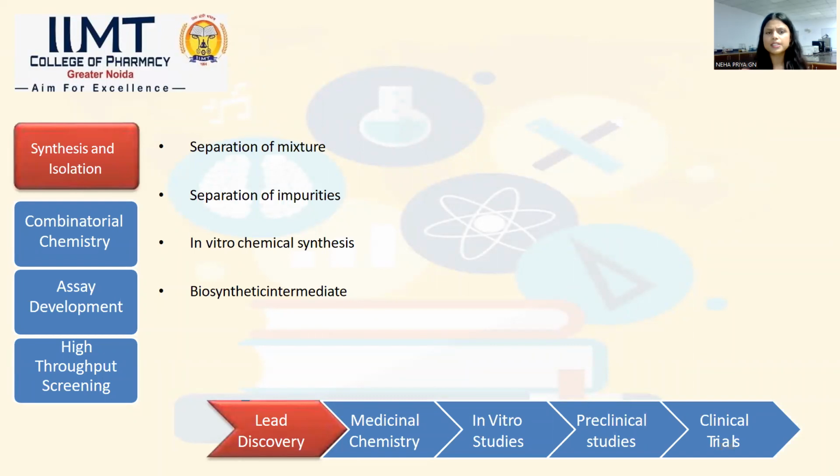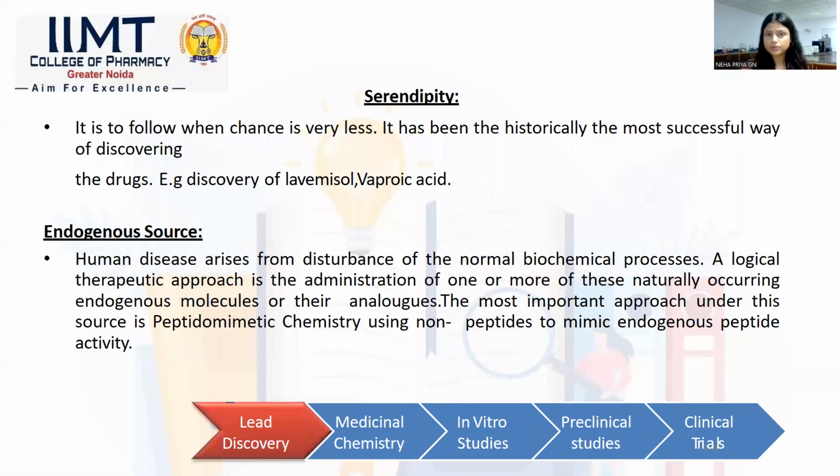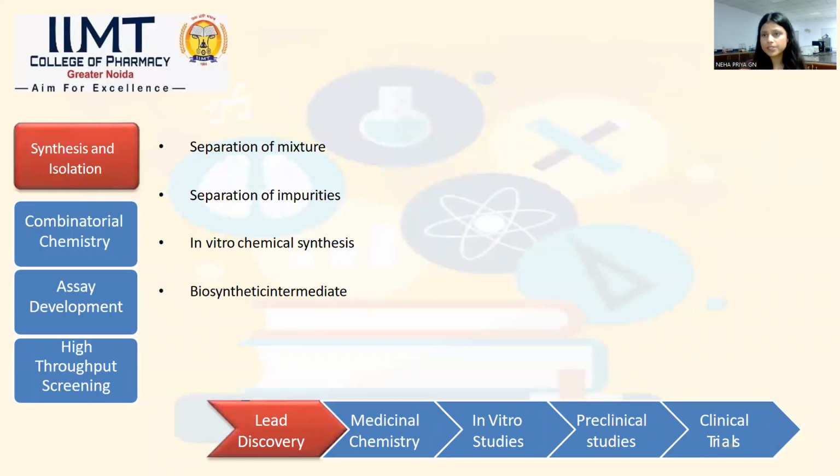After this, basically, there is separation of mixture. I'm separating my lead. If my lead is a whole flavonoid, I'm not selecting just the flavonol part, that is quercetin. I'm selecting my lead. And after synthesis and isolation of the lead, the next thing we'll do is combinatorial chemistry.